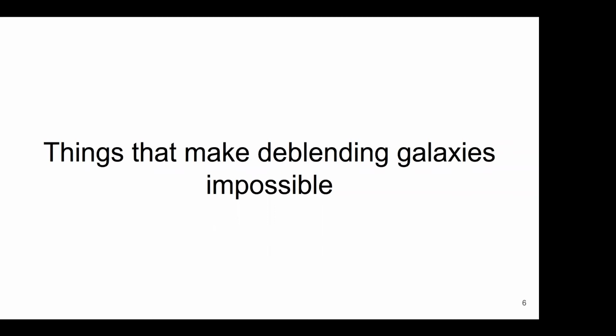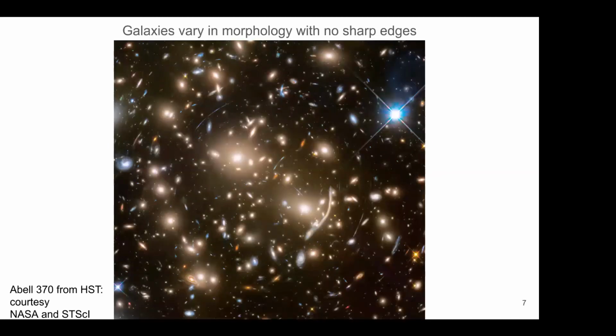So most of this talk is going to be about things that make deblending galaxies impossible. For one thing, galaxies vary in morphology, and they have no sharp edges. For example, if you look at this image, even though this is a strong lens, and so there are going to be other effects going on in here, you can still see that we have galaxies with a really faint region in ellipticals where the flux goes out very far, and you don't know exactly where your aperture should cut off to include all of the light from that galaxy. You have very complicated morphologies of spirals and irregulars.